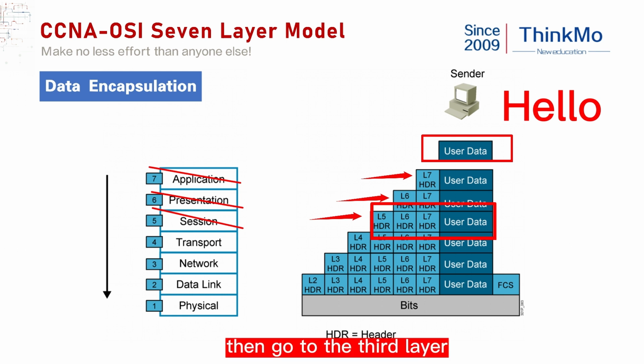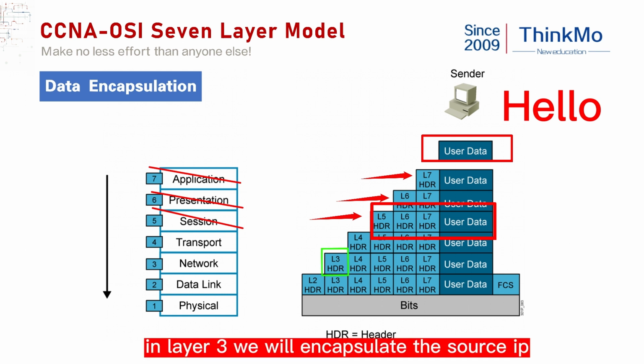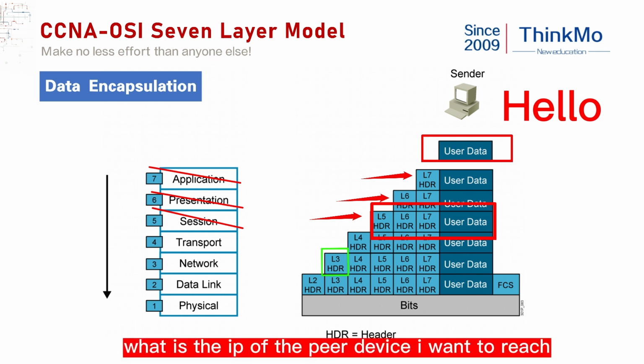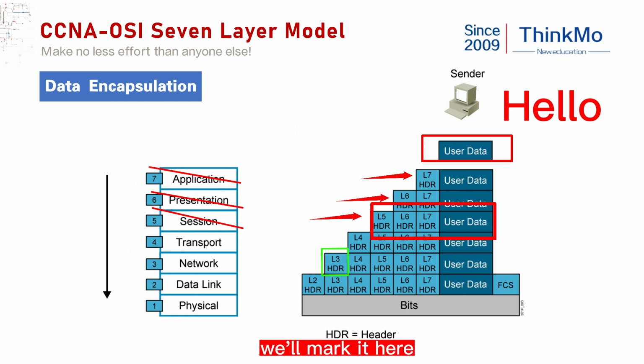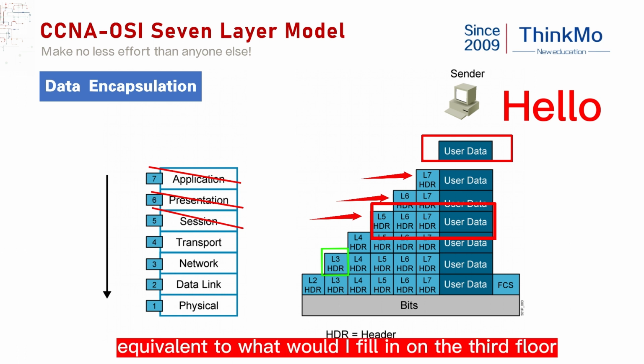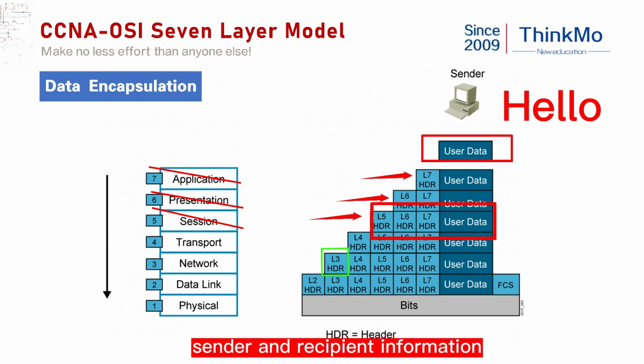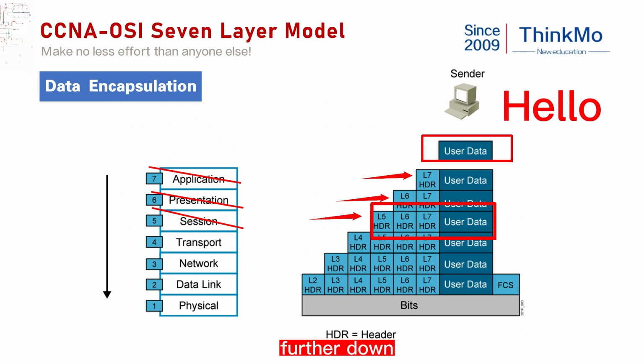Then go to the 3rd layer and continue to perform encapsulation. In layer 3 we will encapsulate the source IP and destination IP. What is the IP of my device now? What is the IP of the peer device I want to reach? We'll mark it here. Equivalent to what would I fill in on the third floor? Sender and recipient information.